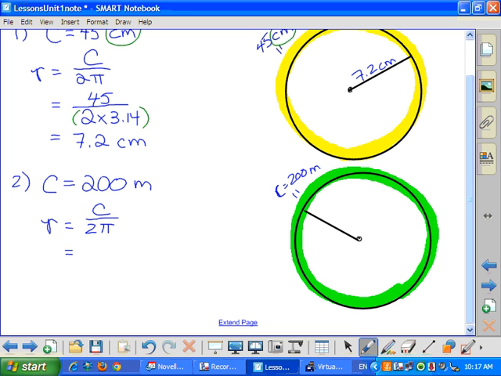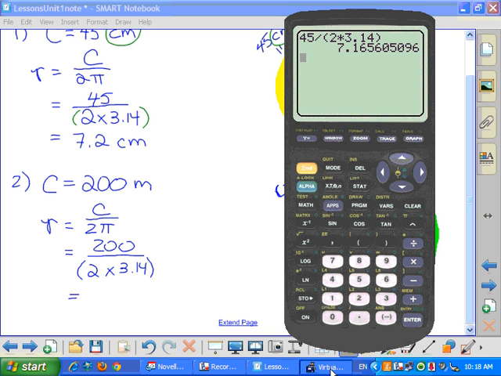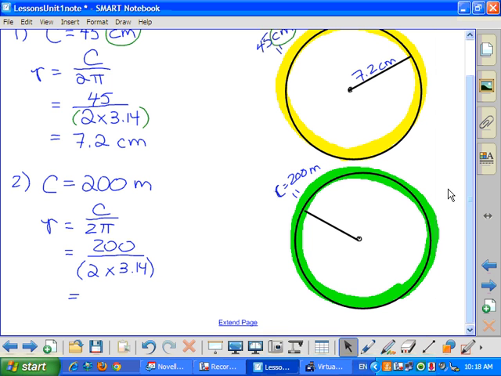So we know the circumference is 200 meters divided by, and this time I'm going to put the brackets in, 2 times 3.14. I'm going to use my calculator then to calculate that. So again, 200 divided by, I'm going to use my bracket button, 2 times 3.14 bracket. Now for people who don't have bracket buttons on their calculator, when we have a chance to sit down, I'm going to show you how to get around using your brackets and how to use your particular calculator. So this particular circle has a radius of 31.8 meters.